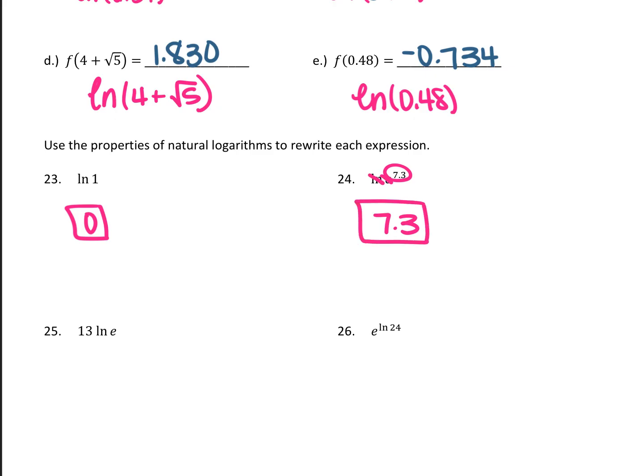For 25, you have 13 times the natural log of e. These cancel to where it's just 13. And then for 26, you have e to the power of ln of 24. Those two cancel to where it's just the 24.